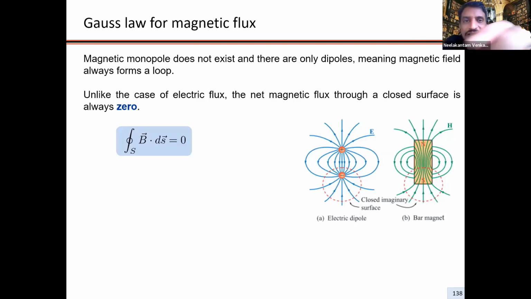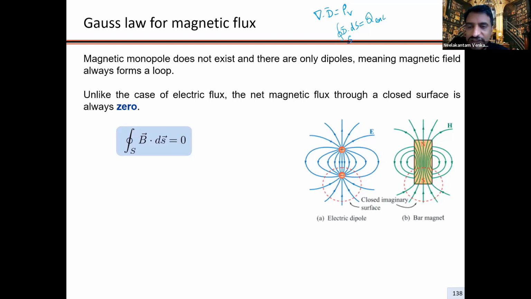The Gauss law for magnetic flux. Just like how we said that for the Gauss law for electric flux, this integral is equal to the total charge enclosed. We had it that D dot dS over a closed surface is going to be equal to the charge enclosed by that surface. The same concept applies here.